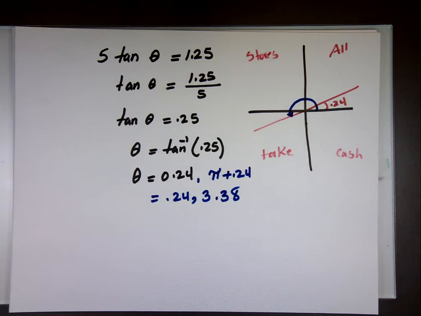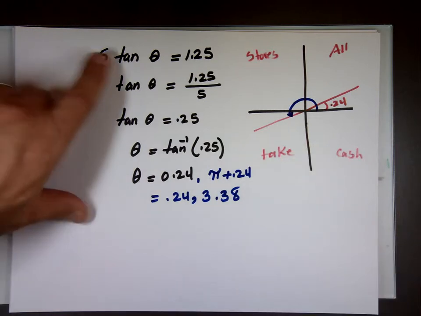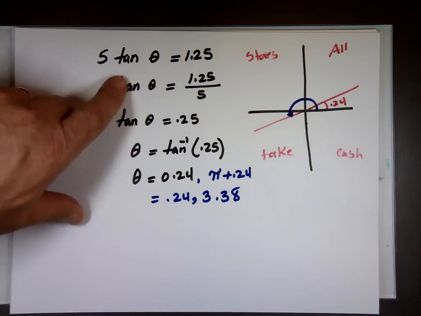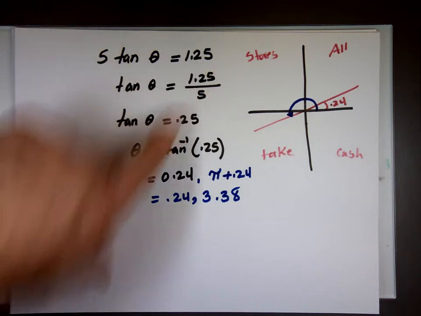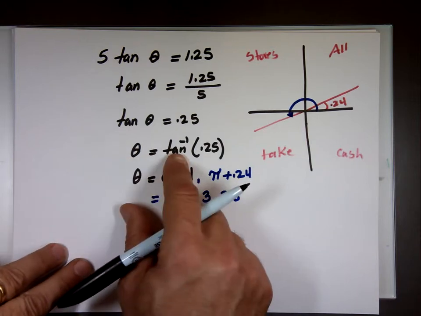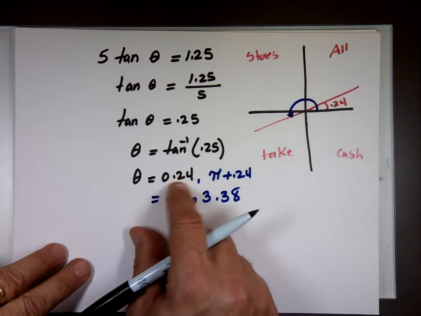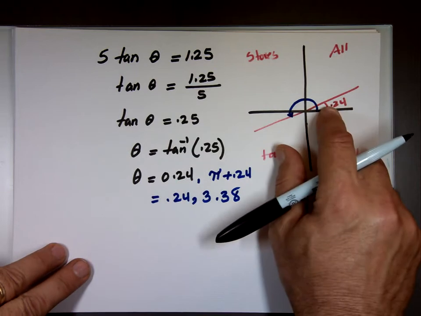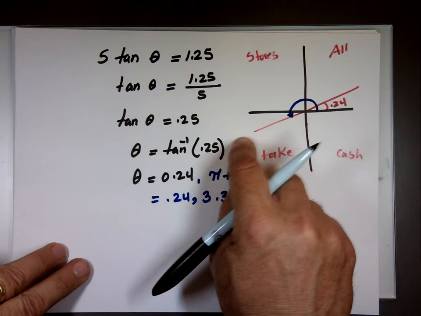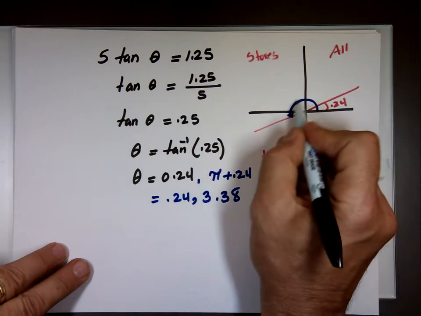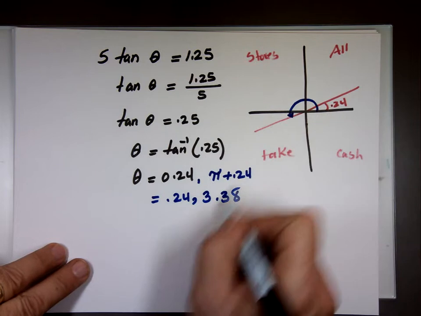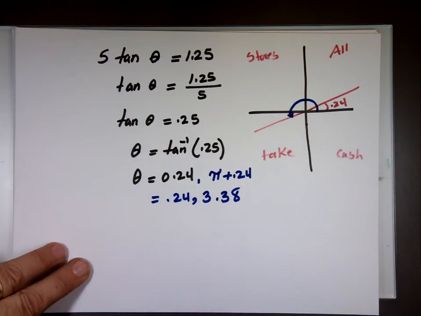I'll go slow on the next one, not this one, but the one after it. 5 tangent theta equals 1.25. Tangent theta equals 1.25 over 5, which is that number. Go to the calculator, inverse tangent of 0.25, which gives me 0.24. For the tangent, just extend the line. So this angle will be 3.14 or pi plus 0.24, and these are my two answers.